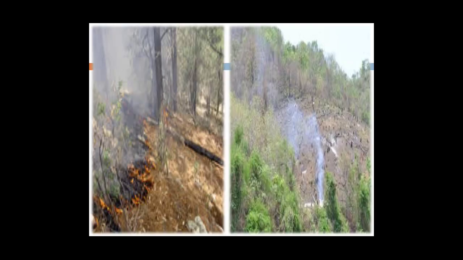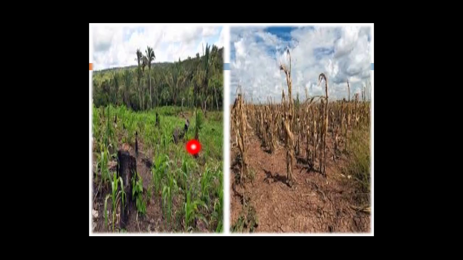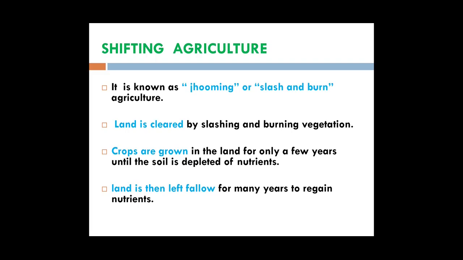See this picture here, they have cut down the trees and burned the forest. You can see the smoke coming out. Here the fire is off, but still because the forest has been burnt, the smoke can be seen. See, when they leave the area, it is almost devoid of vegetation and it's highly prone to soil erosion.